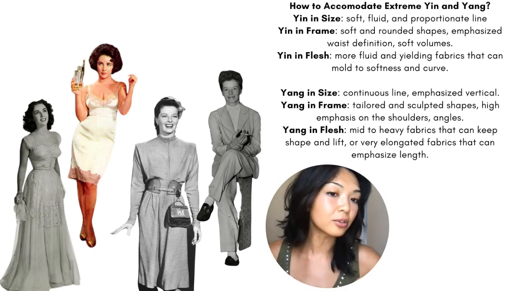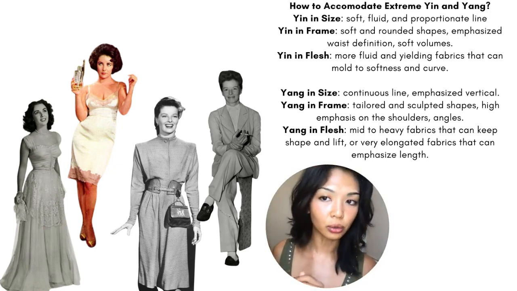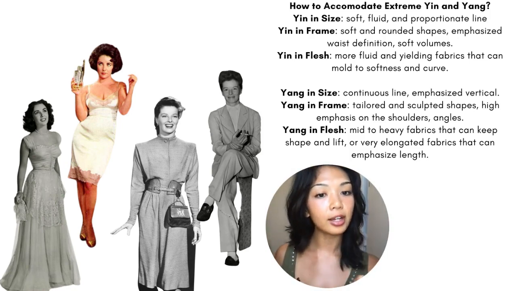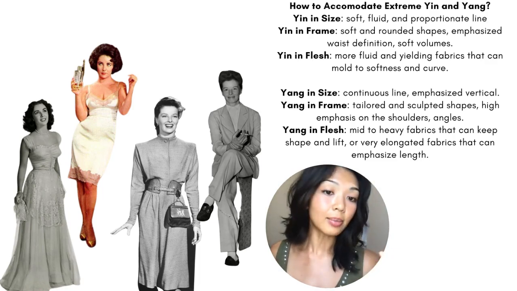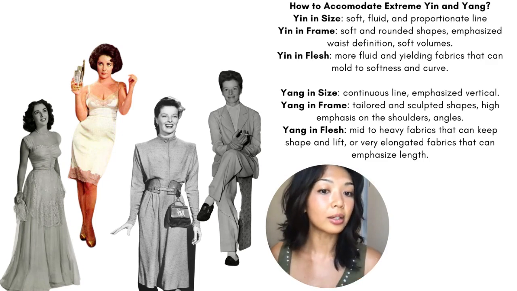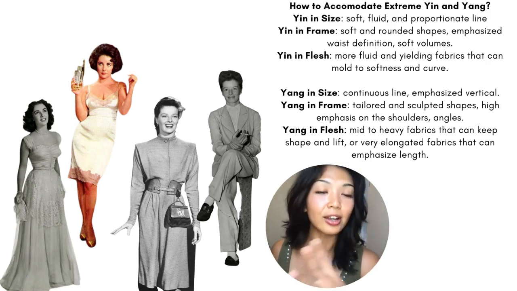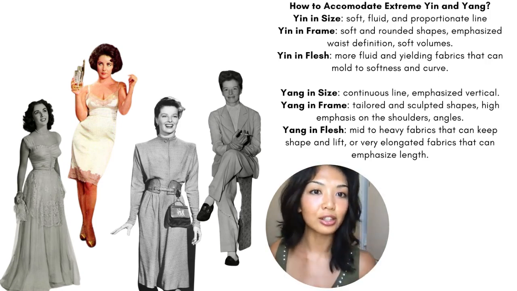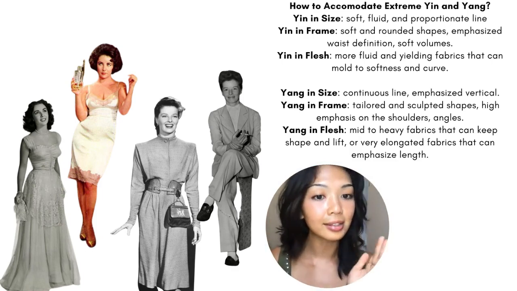Think of water dripping over your body. The water is going to mold to all of your softer contours. Now, in terms of frame, you want to choose shapes that are reinforcing the aspects of your skeleton. So, yin in frame: soft, rounded shapes. There's nothing angular or linear or sharp about this skeleton. So, you want to choose shapes that have soft, gentle volumes, rounded, soft edges, soft width to it, very gentle, and lots of waist emphasis.